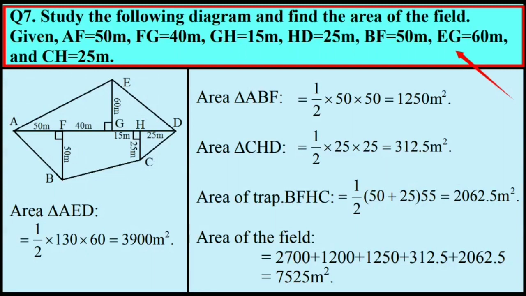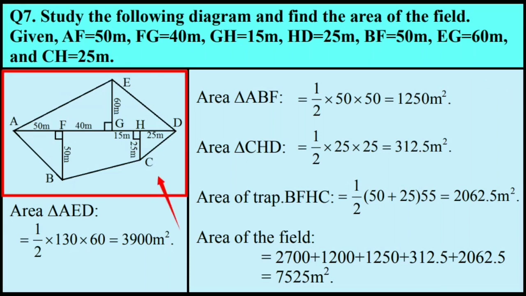Question number 7. Study the following diagram and find the area of the field. Given AF equal to 50 meter, FG equal to 40 meter, GH equal to 15 meter, HD equal to 25 meter, BF equal to 50 meter, EG equal to 60 meter, and CH equal to 25 meter.